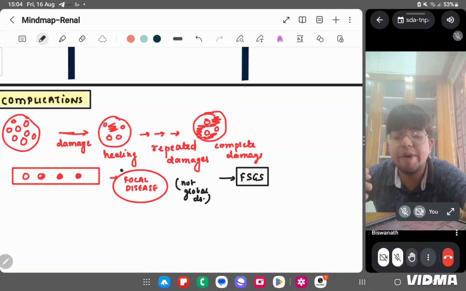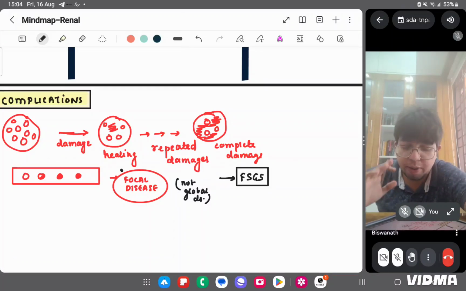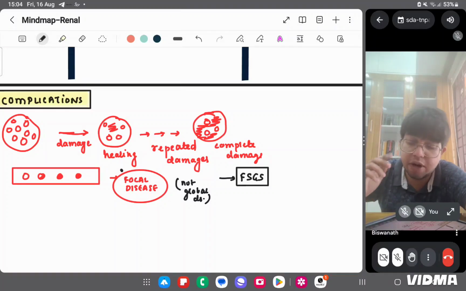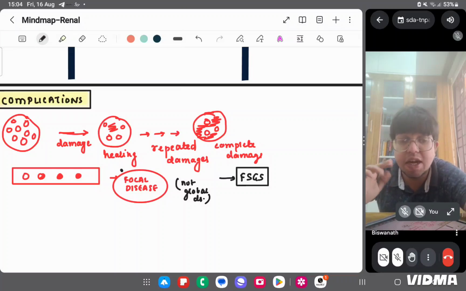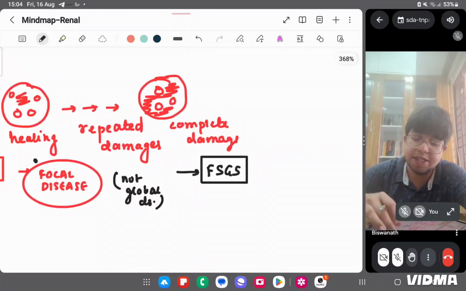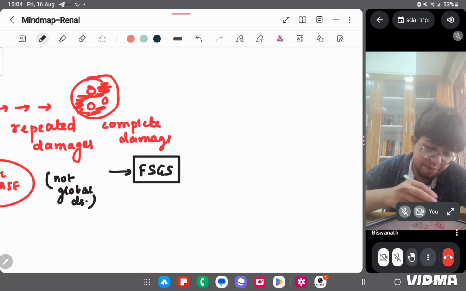So on microscopy, it is a segmental format. So it is a focal disease. It is not a global disease, and this is called as FSGS, focal segmental glomerulosclerosis, not nephritis. Glomerulonephritis is finished. This is a complication, right? It is a focal segmental glomerulosclerosis. Okay, I'm writing the name.